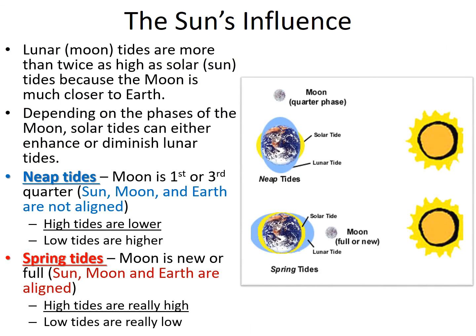All right, now what is the Sun's influence on the tide? So lunar tides are twice as high as solar tides because the moon is closer to the Earth. And depending on the phases of the moon, solar tides can either enhance or diminish the lunar tides. So we have neap tides when the moon is in its first or third quarter. This is when the sun, moon, and Earth are not aligned, and this results in high tides being lower and low tides being higher. Spring tides are when the moon is either new or full and the sun, moon, and Earth are aligned. And the high tides are really high and the low tides are really low.